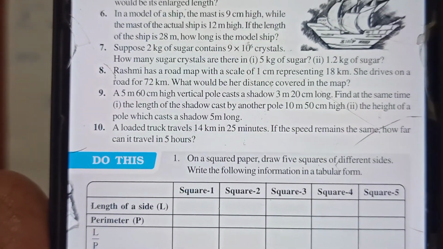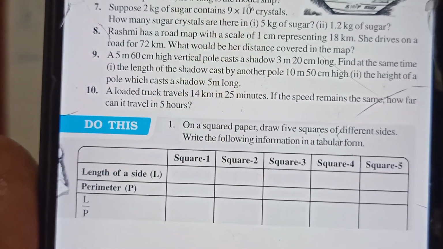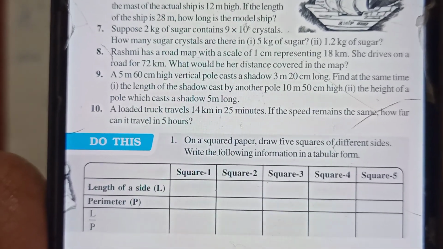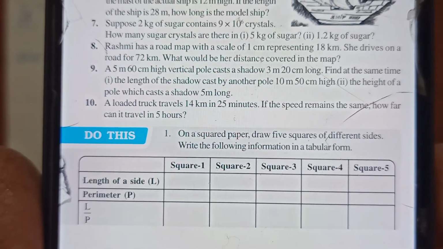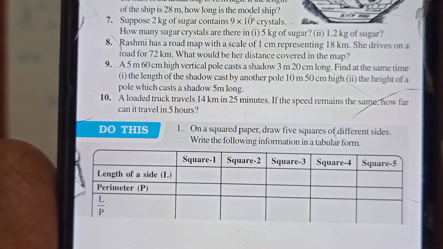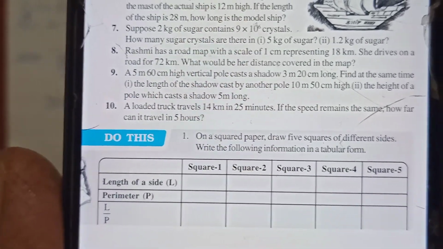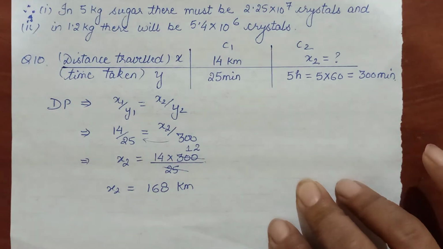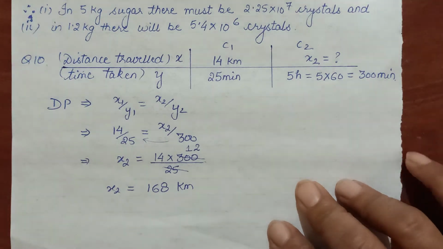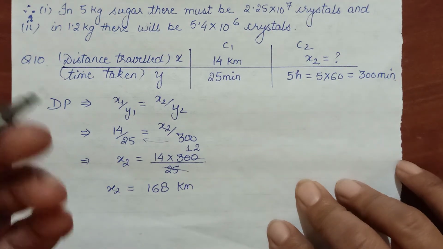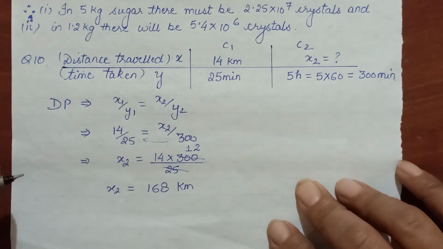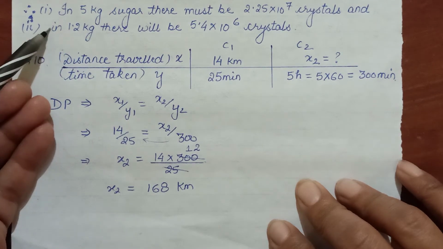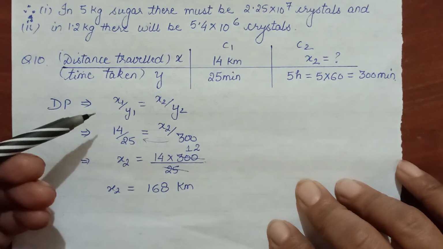Now the last question there says that a truck travels 14 kilometers in 25 minutes. If the speed remains the same, how far can it travel in 5 hours? Okay, so two quantities again that we are talking about here are the distance traveled and the time taken for that travel. Naturally both of them are again directly proportional. जितना ज़्यादा distance आप cover करोगे उतना ज़्यादा time चाहिए आपको, right? So if the distance increases, time required to cover would also increase.